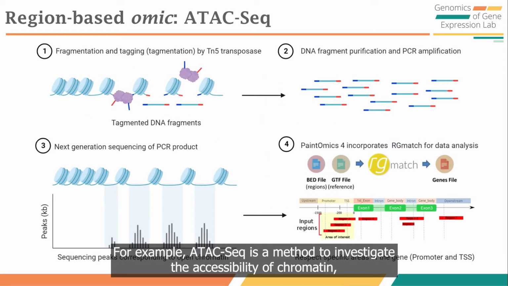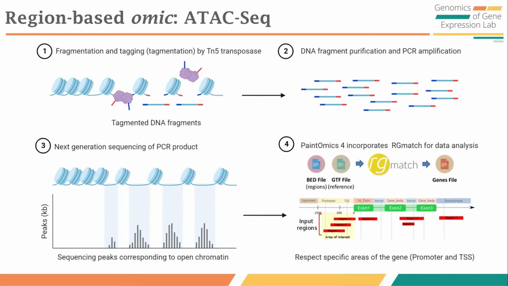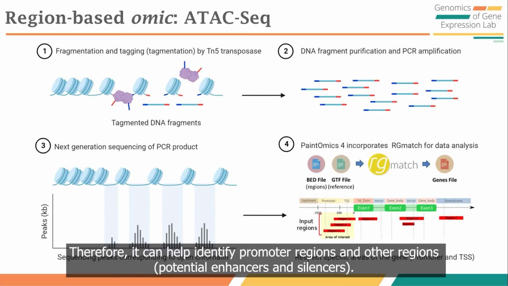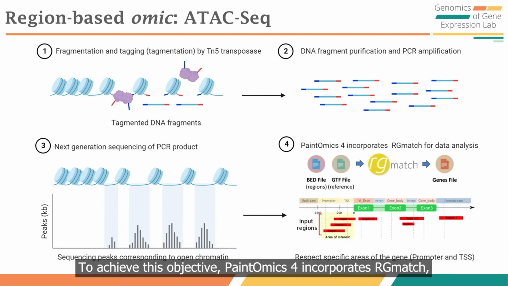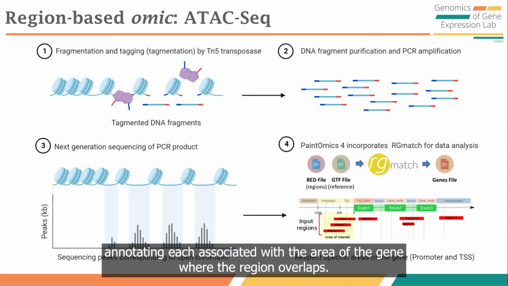For example, ATAC-seq is a method to investigate the accessibility of chromatin, which is a method to determine regulatory mechanisms of gene expression. Therefore, it can help identify promoter regions and other regions, potential enhancers and silencers. To achieve this objective, PaintOmics 4 incorporates RGmatch, a rule-based and highly configurable method for computing region-gene associations, annotating each association with the area of the gene where the region overlaps.